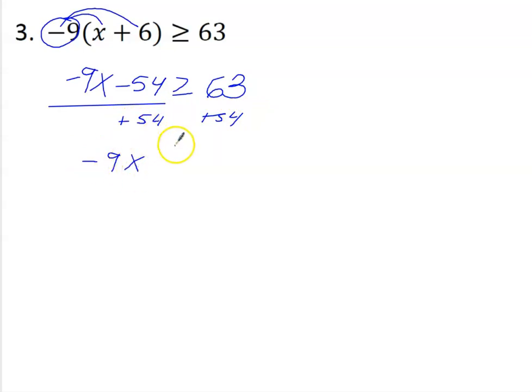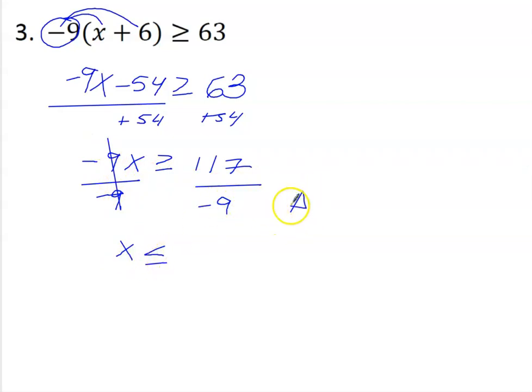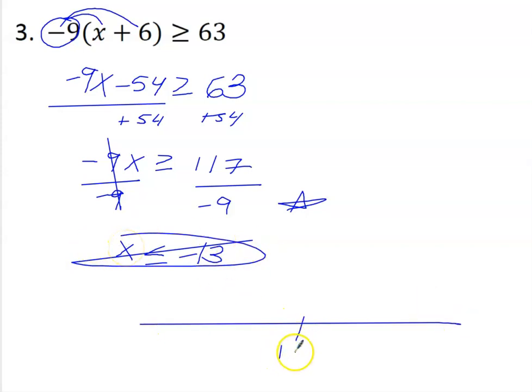I get negative 9x is greater than or equal to 117. Divide by a negative 9. Because I'm dividing by a negative, I have to flip my sign, right? So we want to be careful of that. We're flipping because we're dividing by negative 9. When I type in 117 divided by negative 9, I'm going to get negative 13. So now I'm going to put negative 13 on a number line. I'm going to put a closed dot, and I'm going to shade to the left.